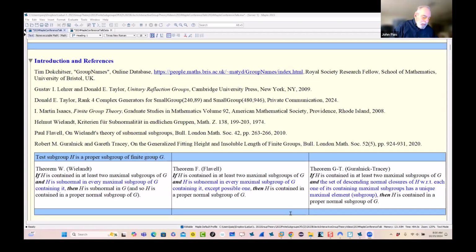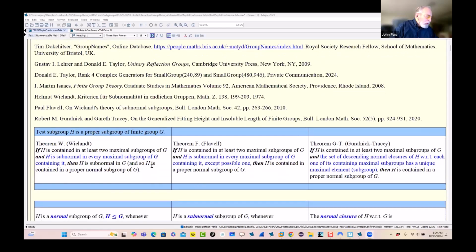Greetings. Let's begin by looking at the theorems we want to consider today, one each by Wieland, Flavell, and Guralnick-Tracey. We want to see how they may detect whether or not a given test subgroup is contained in a proper normal subgroup. If you look at the first one by Wieland, this is kind of a classic.